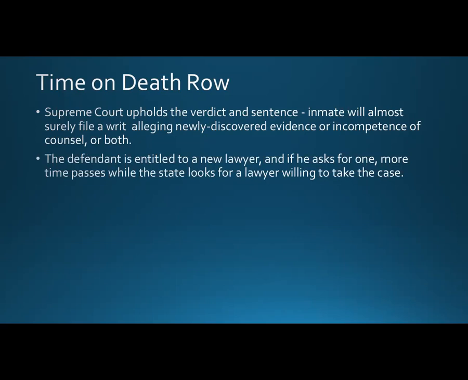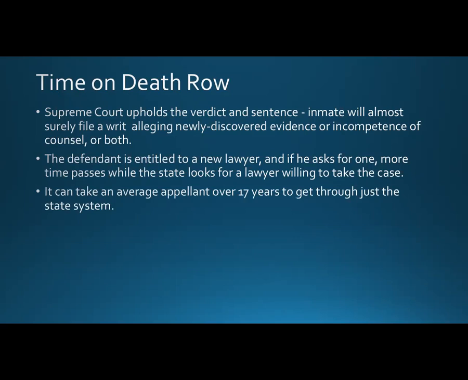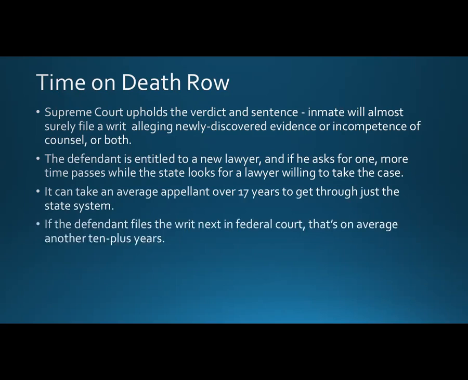So then the defendant, and sometimes a lawyer, decides they don't like the death penalty and says, okay, I screwed up. There are state bar repercussions, though, if you do that, so that's not really a good thing to do. The defendant's entitled to a new lawyer if he asks for one. More time passes while the state looks for a lawyer. Usually it takes 7 years to go through the state system.